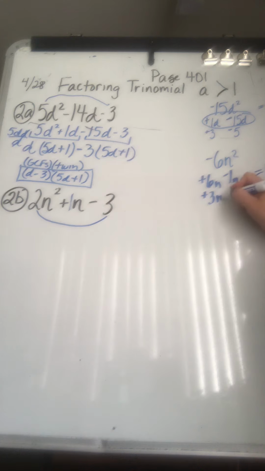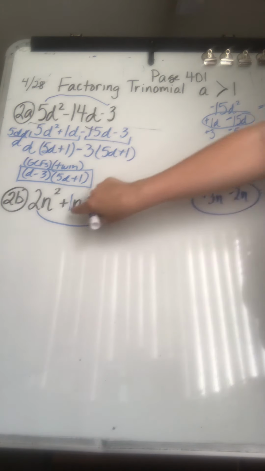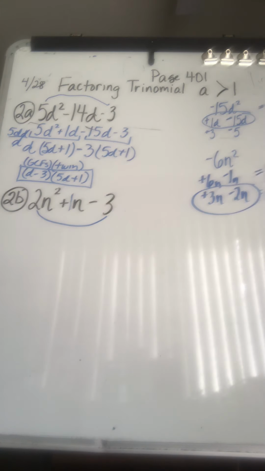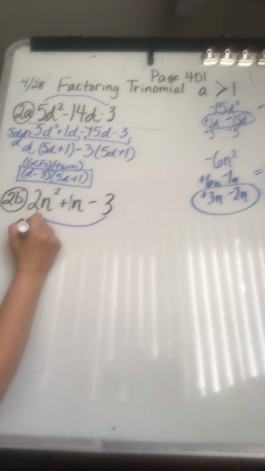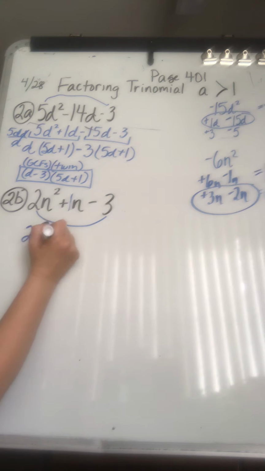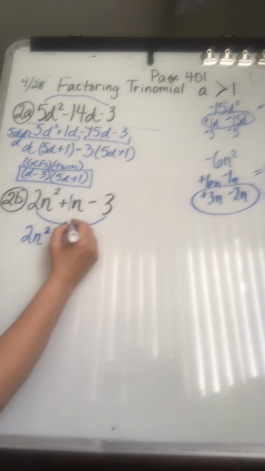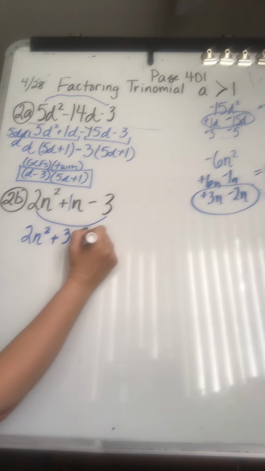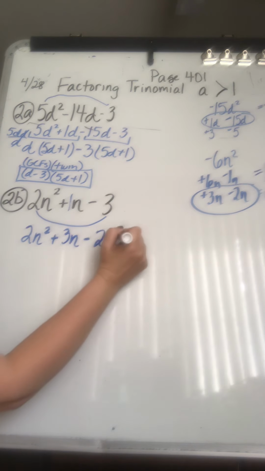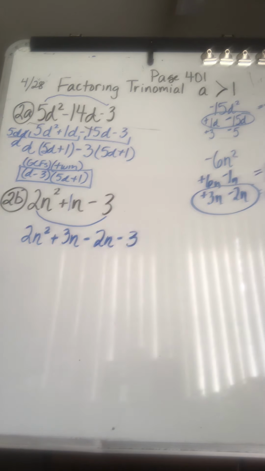I have +3n and -2. Yep, that's the winner. So now I'm going to replace this middle term. So I have 2n squared plus 3n minus 2n minus 3. Same thing, factor by grouping.